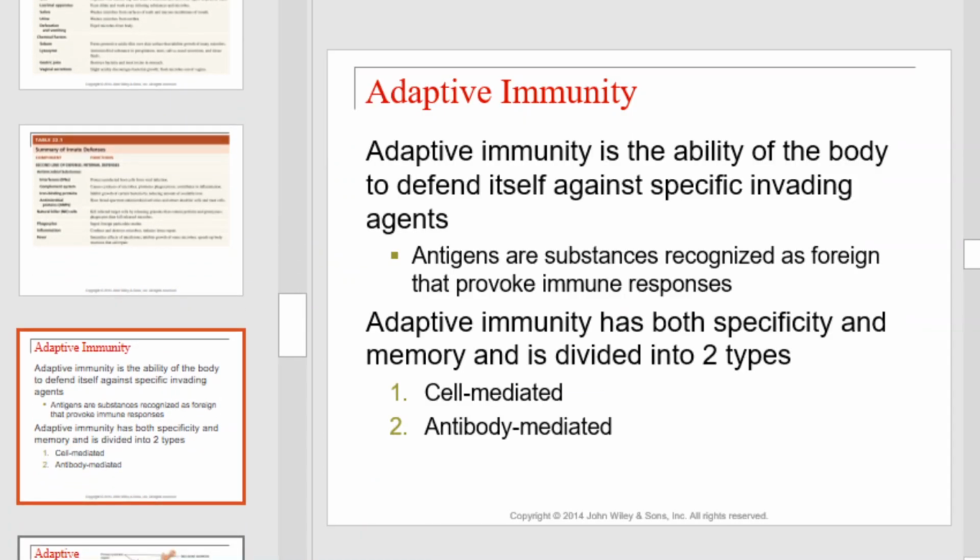Adaptive immunity. Adaptive immunity is the ability of the body to defend itself against specific invading agents. Antigens are substances recognized as foreign that provoke immune responses. Adaptive immunity has both specificity and memory and is divided into two types: cell-mediated and antibody-mediated.